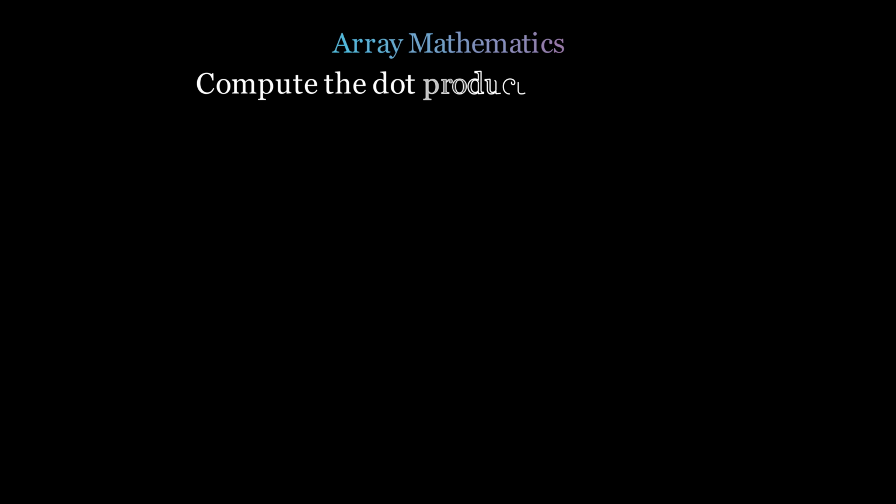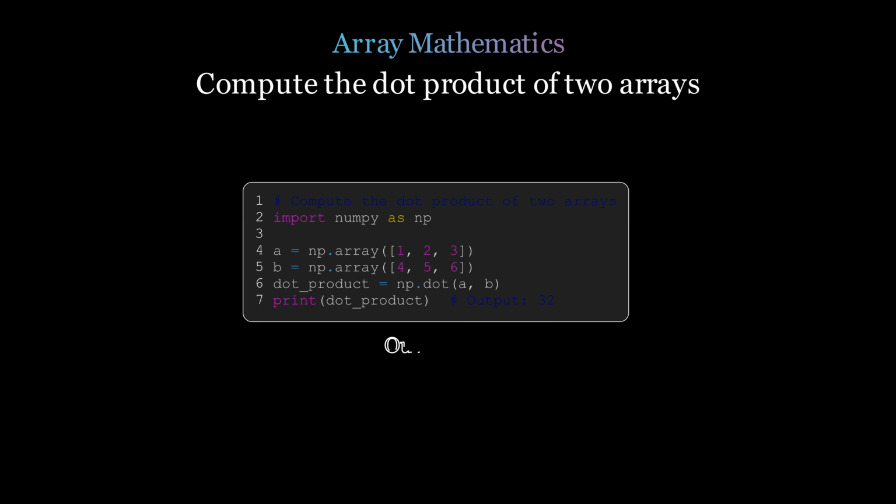The dot product is a fundamental linear algebra operation. For vectors 1, 2, 3, and 4, 5, 6, it's calculated as 1 times 4 plus 2 times 5 plus 3 times 6, which equals 32. NumPy's dot function performs this operation efficiently. Dot products are essential for many machine learning algorithms and physics simulations.